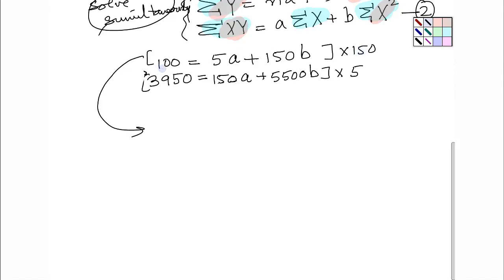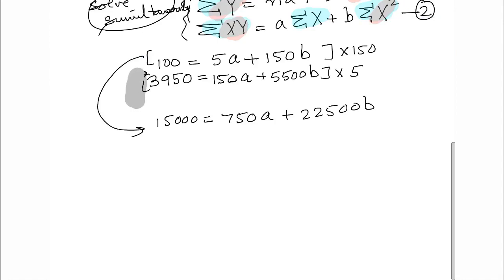This equation, for example, will change somewhat. 150 multiplied by 100 would give me 15,000. 150 multiplied by 5 would give me 750A, and 150 into 150 would give me 225,000b. So first equation has changed into something else. Okay, now let me multiply this second equation also.